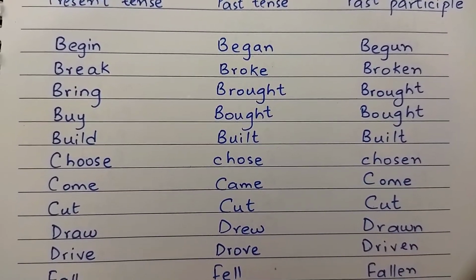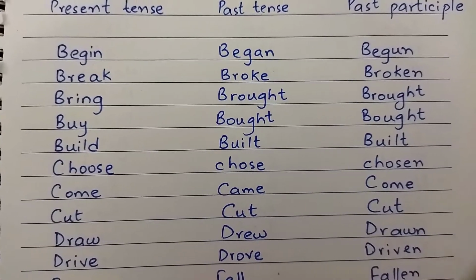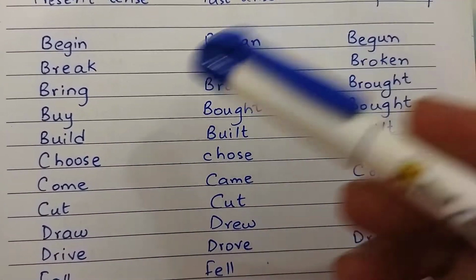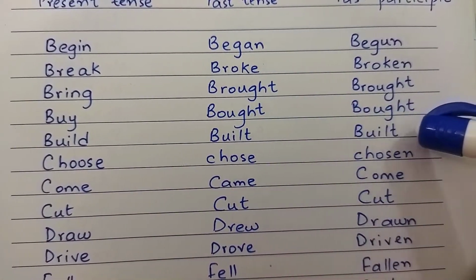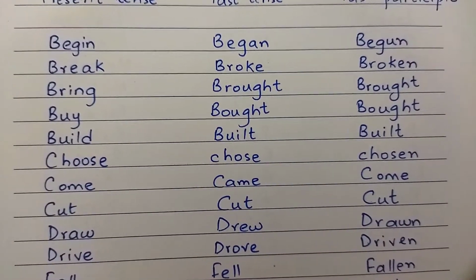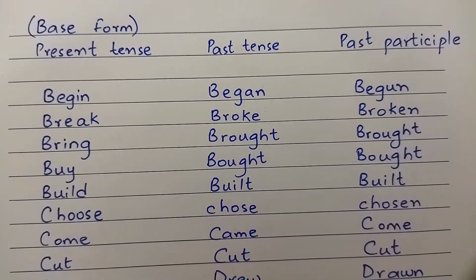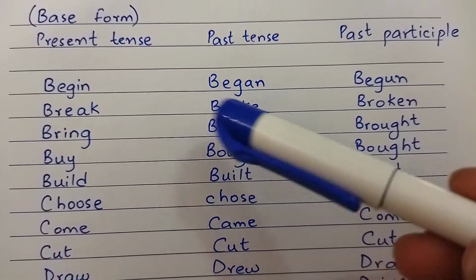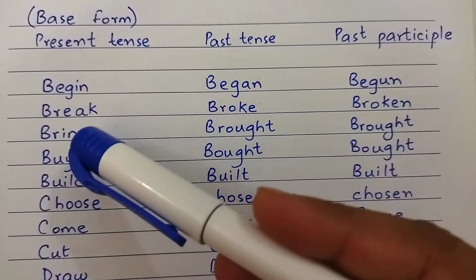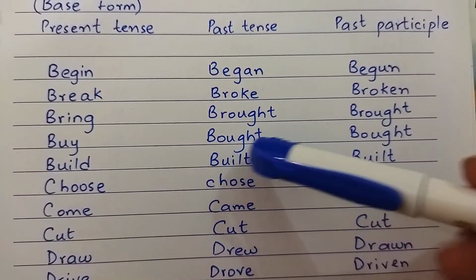But the third category is where they change altogether, for example, bring, brought, brought. Buy, bought, bought. So we have to learn them. Just repeat with me and you will learn it in a few minutes. Begin, began, begun. Break, broke, broken. Bring, brought, brought. Buy, bought, bought.